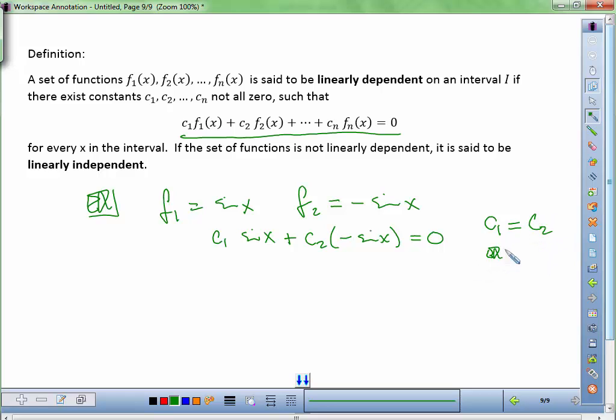Example, c1 is equal to 1, c2 is equal to 1. Then they would be non-zero constants that would make this whole thing equal to 0. So this is linearly dependent.